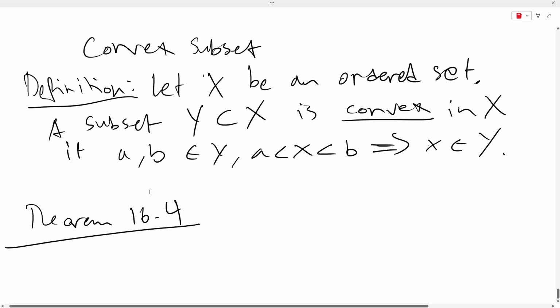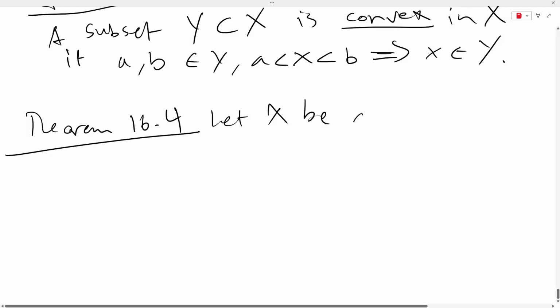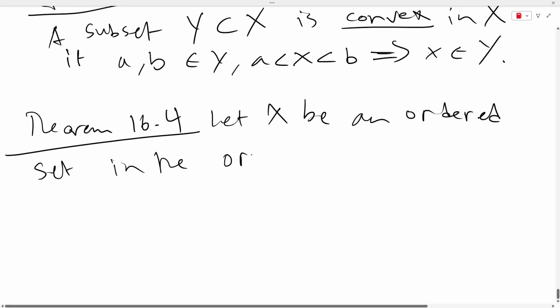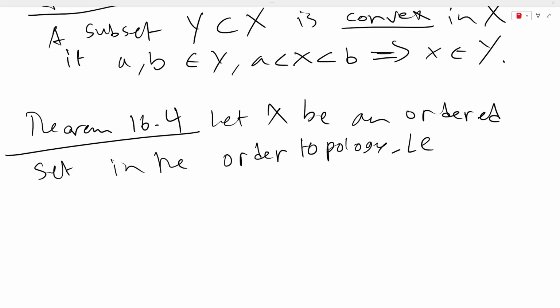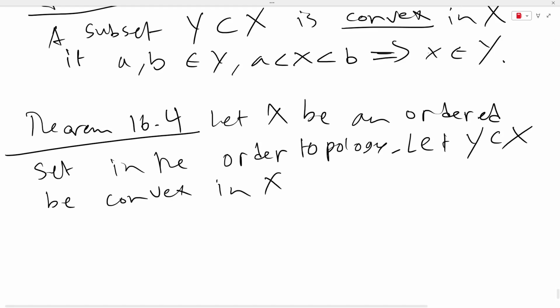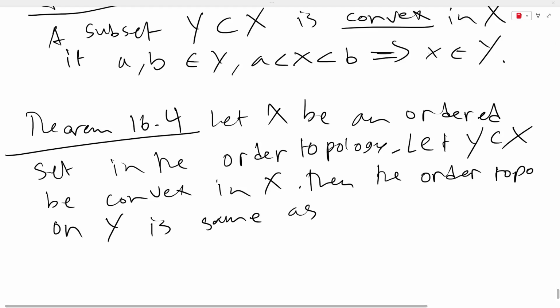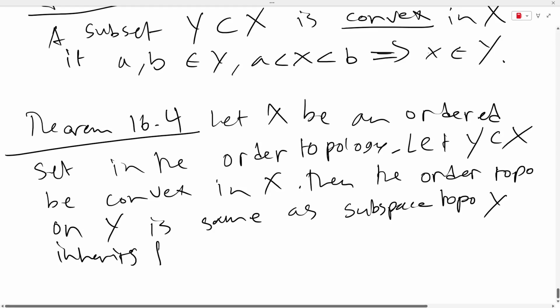So now, theorem 16.4. This is the last theorem for today. Let X be an ordered set in the order topology, and let Y, a subset of X, be convex in X. Then the order topology on Y is the same as the subspace topology Y inherits from X.